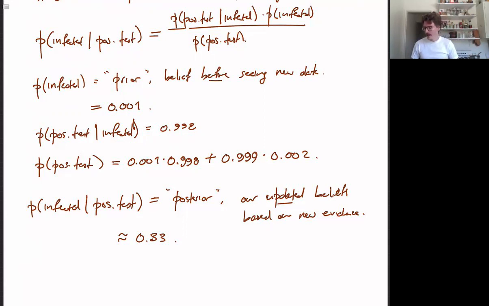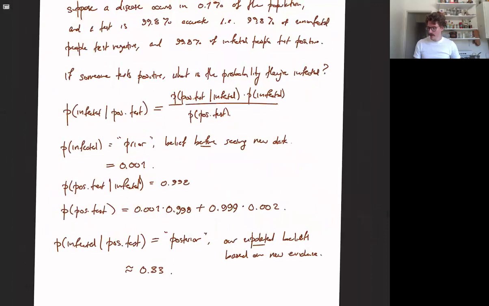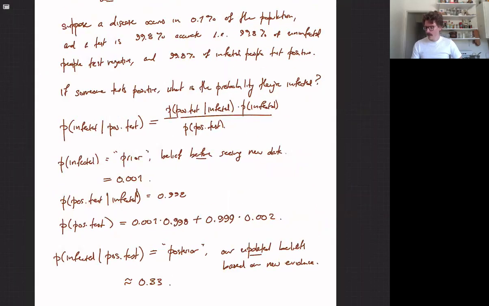And how can we interpret this? One way of interpreting this is saying that even though the test is extremely accurate, the disease is so rare that a false positive is still going to be more common than a true positive. So the probability that you're infected given a positive test is essentially trying to measure the amount of positive tests that are true positives versus false positives. And that very much fits in with the first interpretation of Bayes' theorem that we gave.